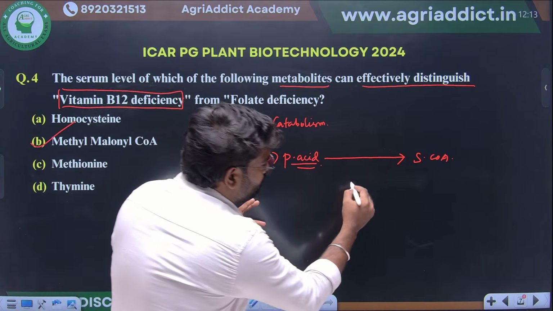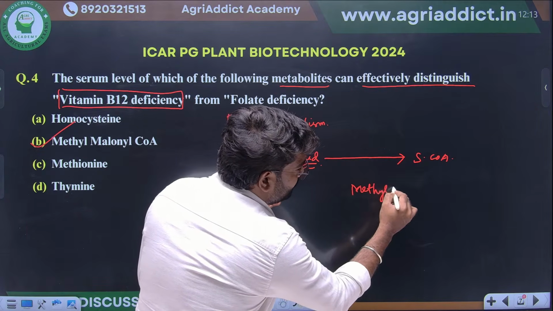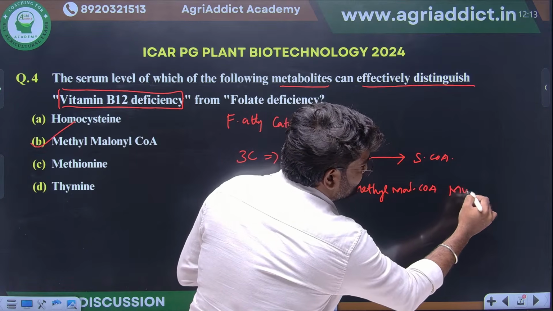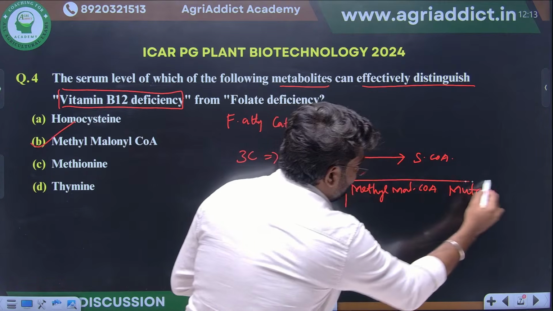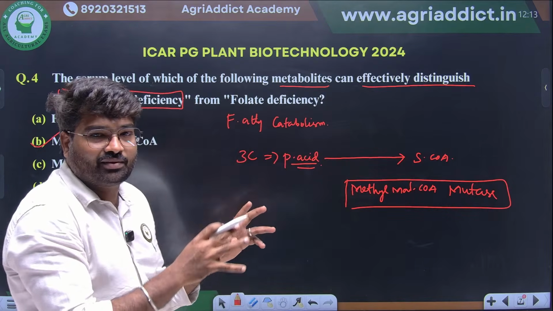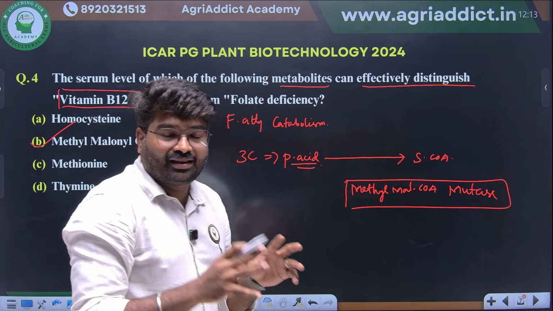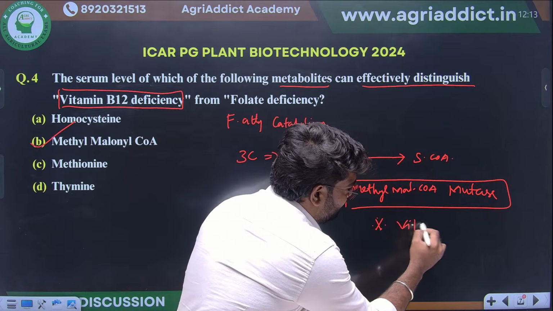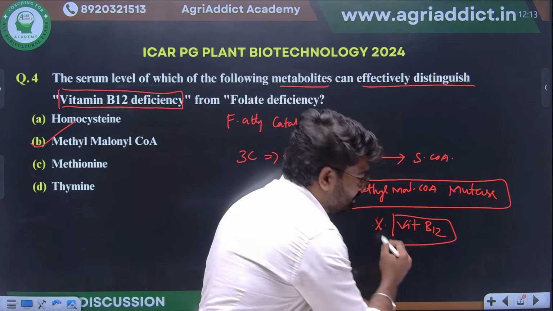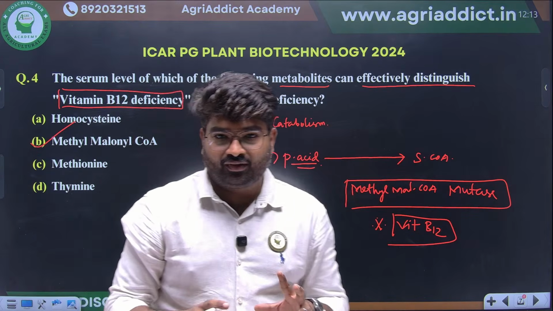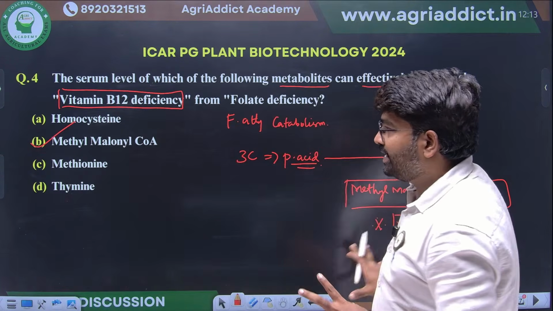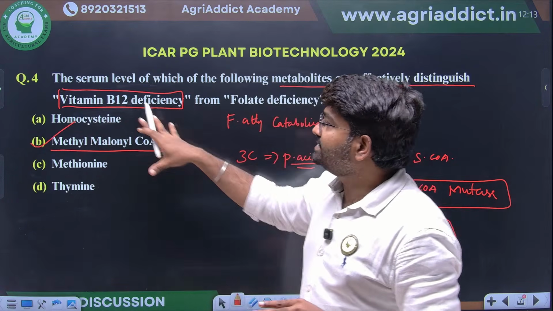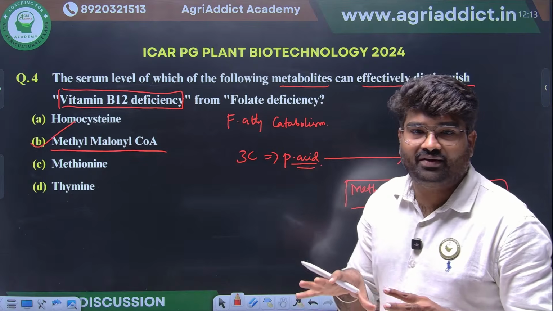Among them, methylmalonyl CoA mutase is the major enzyme that will catalyze the last step for conversion to succinyl CoA. The most important thing, the cofactor for this enzyme is vitamin B12. So if this cofactor is not there, this methylmalonyl CoA will be accumulated in the cell. By that, we can easily differentiate that there is a vitamin B12 deficiency.